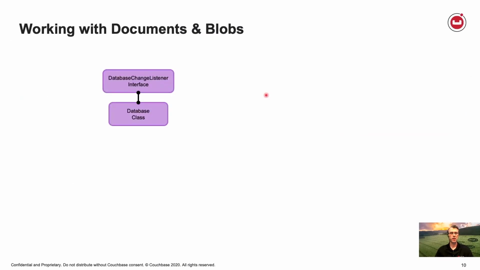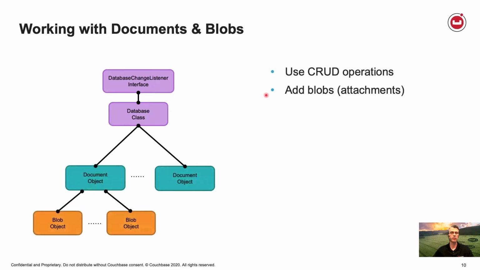Okay, so now that you have database incorporated into your app, you've opened the database, and now you're ready to work with it. The next step is you're going to do some sort of key value or CRUD operations on documents in the database. So there are document objects, right? Certainly you'll have multiple documents stored in your database. The documents can have blobs or attachments associated with them. And again, you'll be seeing this in action in the demo coming up next.